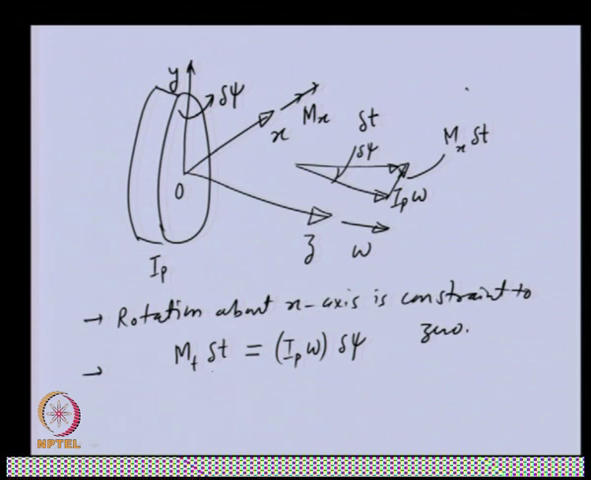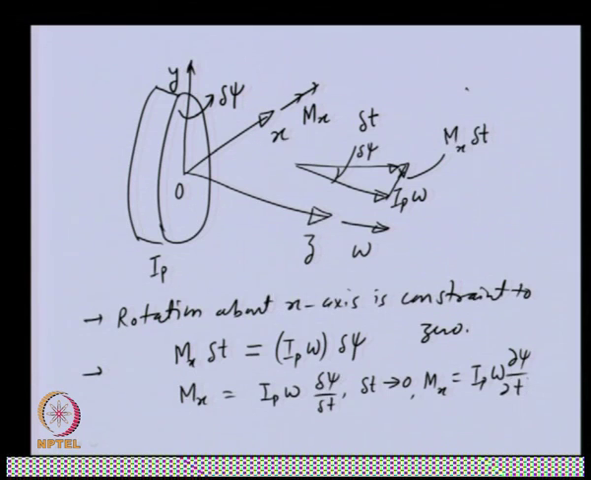And we can write this moment, Mx, which is nothing but the gyroscopic moment, as I p omega delta psi by delta t, and for the limit when delta t tends to 0, we will have this gyroscopic moment as I p omega d psi by d t, and this particular angular velocity we are writing as I p omega psi y dot, because it is tilting about y axis.